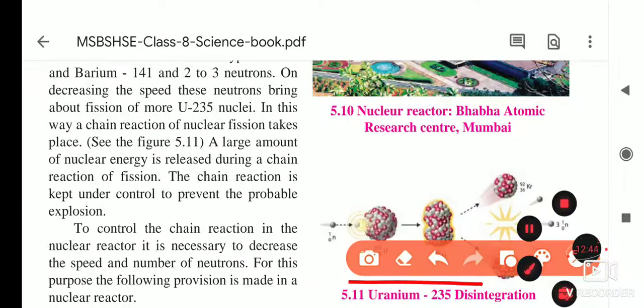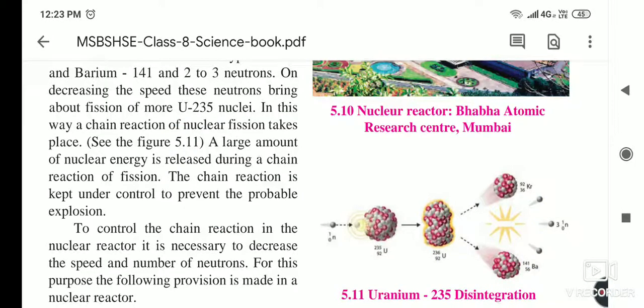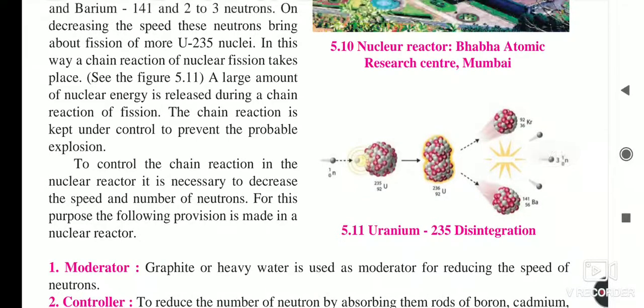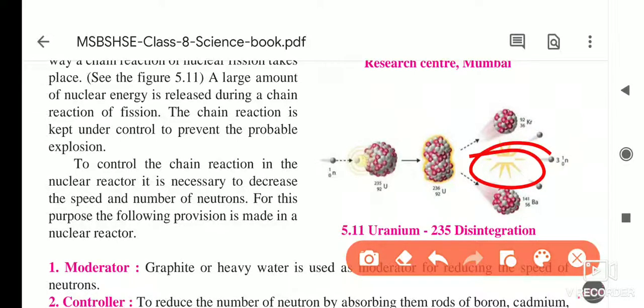We have to decrease the speed of the neutron, then it brings about fission of uranium-235 nuclei. In this way, on decreasing the speed of these neutrons, fission of more uranium-235 nuclei is brought about. In this way, the chain reaction of nuclear fission takes place. I will show the video of this also. A large amount of nuclear energy is released during this chemical reaction. Here the energy release sign is shown. The chain reaction is kept under control to prevent a probable explosion.